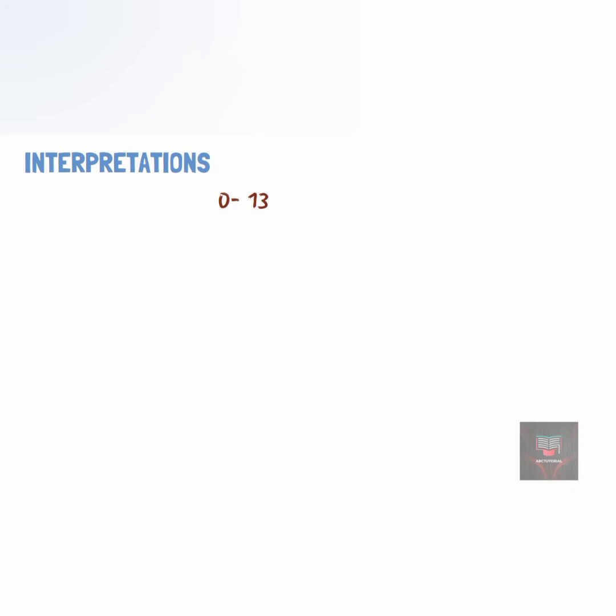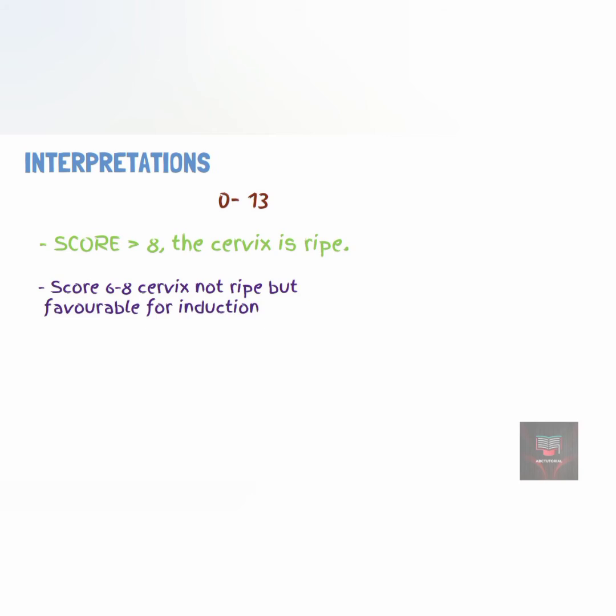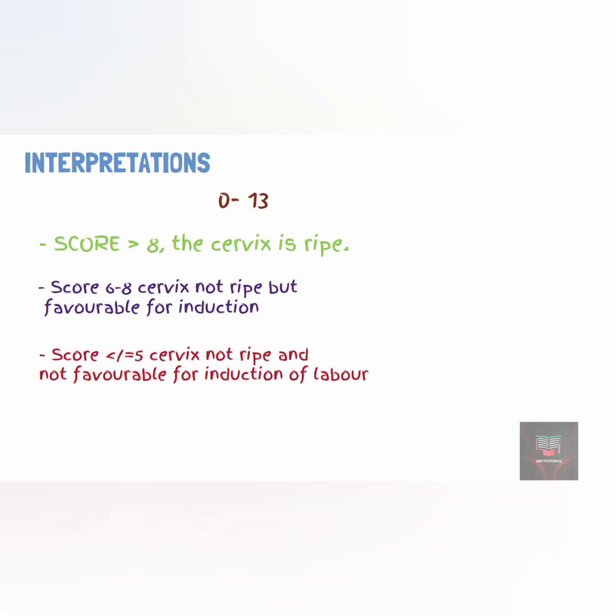If the score using the modified Bishop score is greater than 8, that is, a score of 9 to 13, the cervix is said to be ripe. While if the score is between 6 to 8, the cervix is not ripe, but it is favorable for induction of labor. While if the Bishop score is less than or equal to 5, that is, a score of 0 to 5, the cervix is not ripe and the cervix is not favorable for induction of labor. Thus, if the score is 5 and below, the cervix has to be ripened.